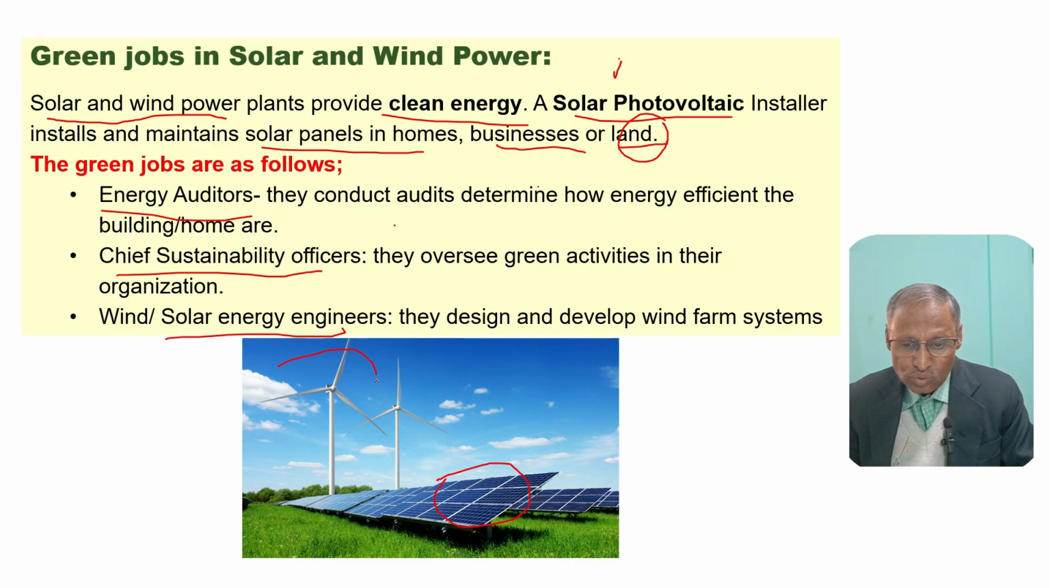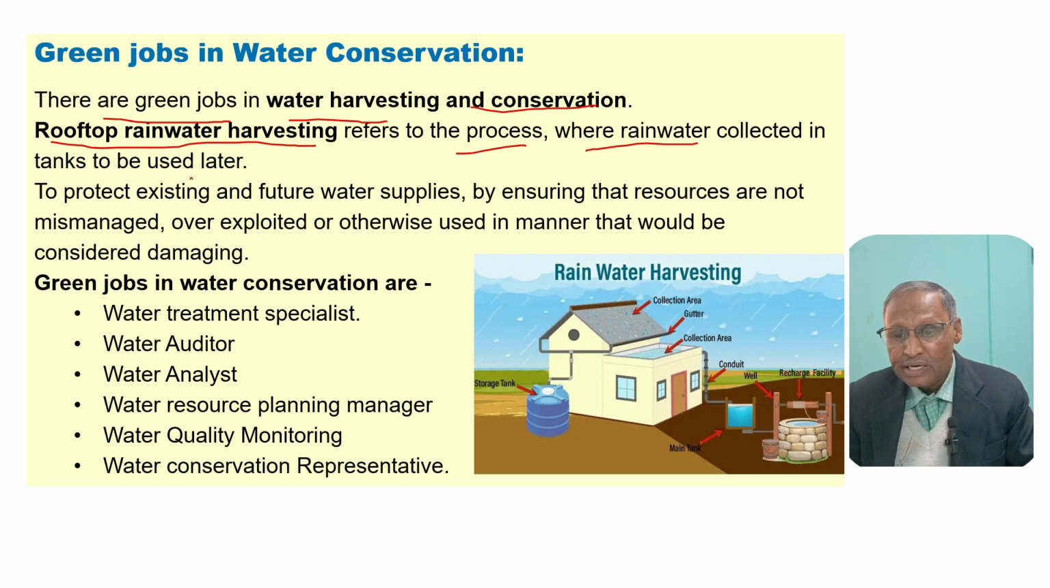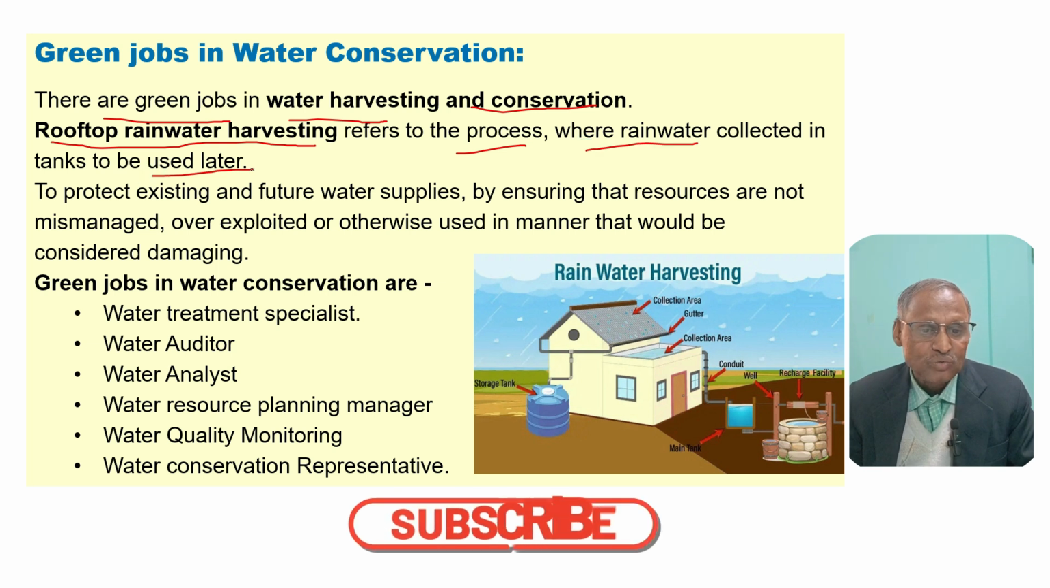So these are the solar power, solar panel, and these are wind power. These are also known as wind vane. Green jobs in water conservation. This is most important. If we do not conserve water, one day the groundwater table will reduce and deplete. There are green jobs in water harvesting and conservation of water. Water harvesting and water conservation is very important. Like rooftop rainwater harvesting refers to the process where rainwater is collected in tanks to be used later.